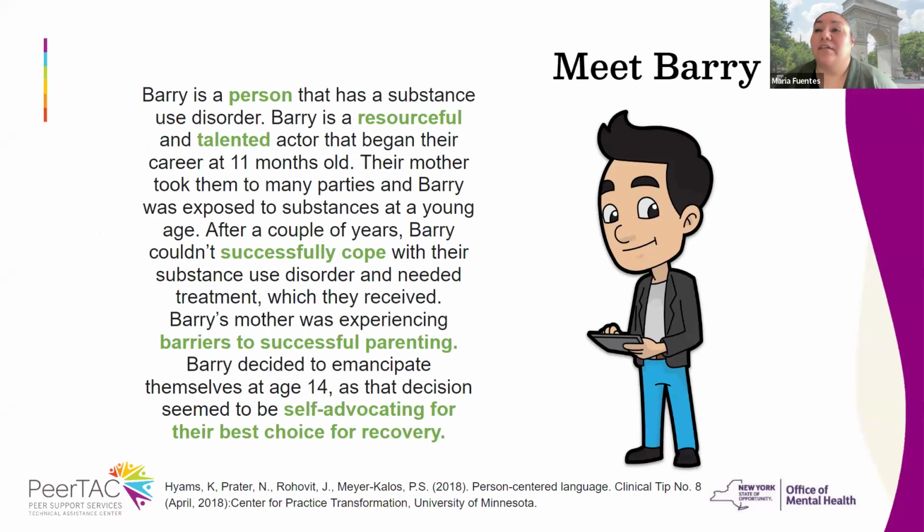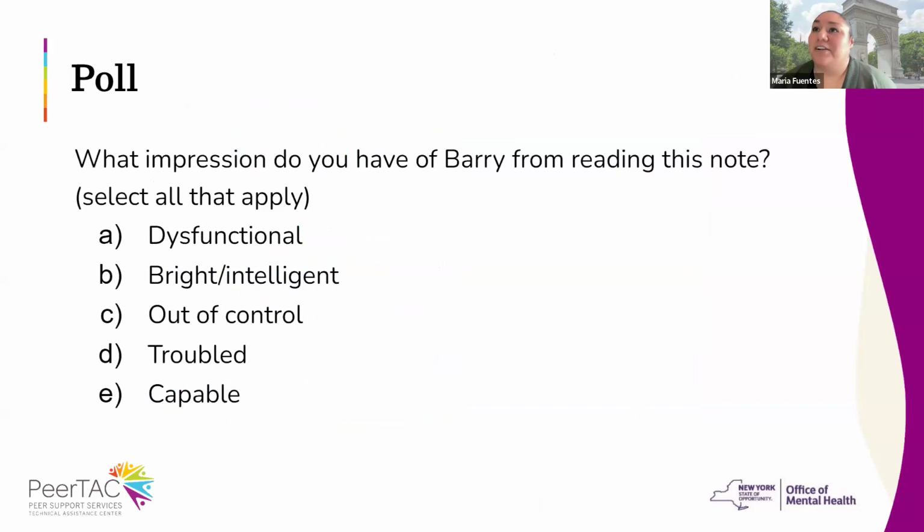After a couple of years, Barry couldn't successfully cope with their substance use disorder and needed treatment, which they received. Barry's mother was experiencing barriers to successful parenting. Barry decided to emancipate themselves at age 14, as that decision seemed to be self-advocating for their best choice for recovery. Now I'm going to share the poll. How do you see Barry from reading this note? It's the same choices: dysfunctional, bright, intelligent, out of control, trouble, capable. I'll give you a minute to answer that.